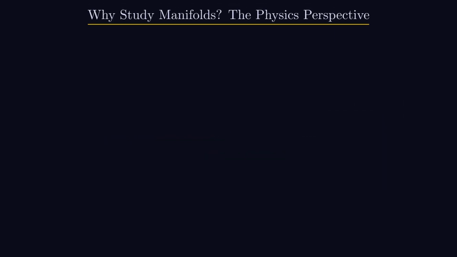Why should a physicist care about any of this? Many mechanical systems have configuration spaces that are smooth manifolds. The manifold is not an abstraction. It is the actual arena in which the physics happens.